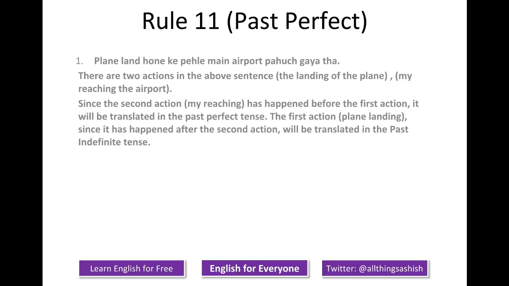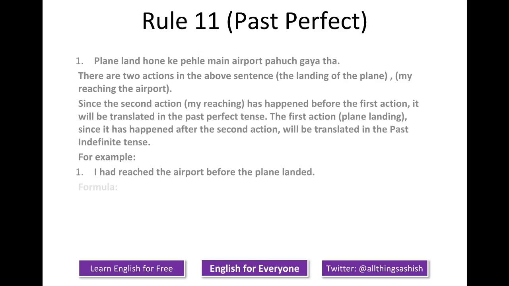It's very crucial for you to understand here that the action which happens first is translated in the past perfect tense. The first action in the above sentence, that is the landing of the plane, since it has happened after the second action, will be translated in the past indefinite tense or the simple past tense. So here is how you would make the above sentence. I had reached the airport before the plane landed.